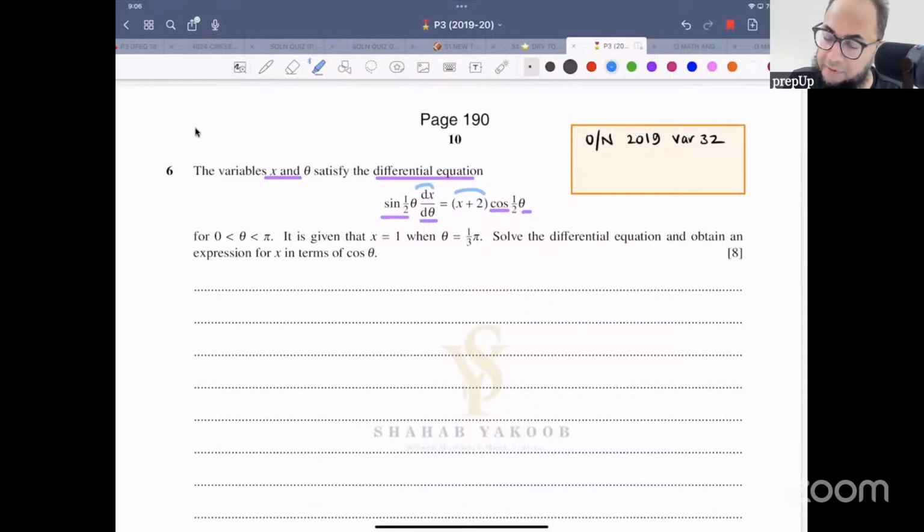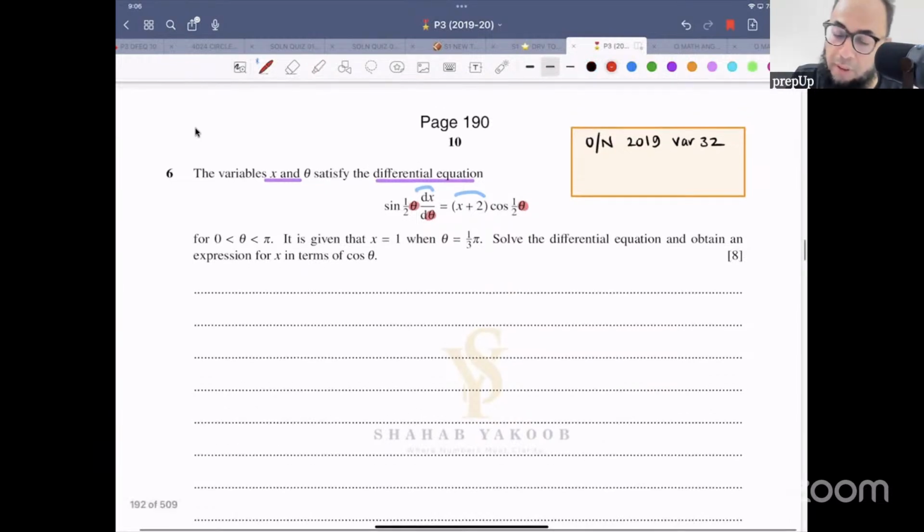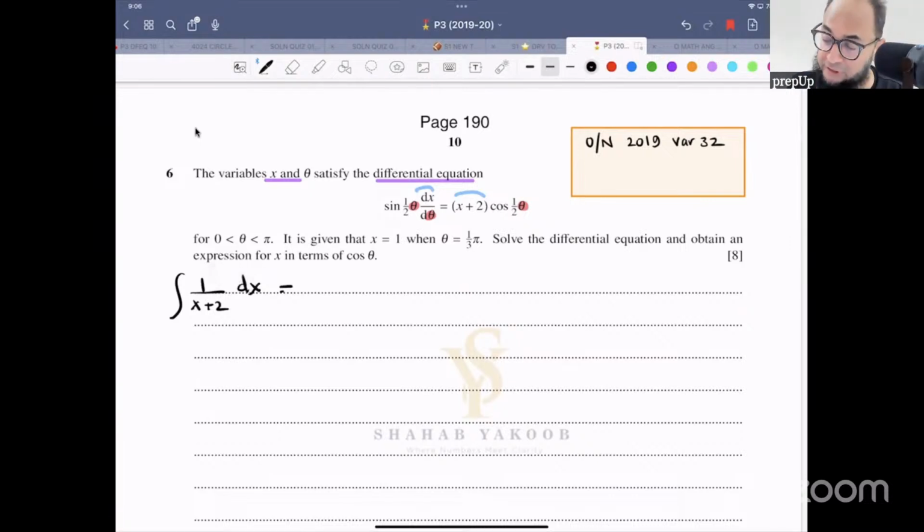And let me just change the color. And we have the red color. That is this theta thing. So now let me write 1 over x plus 2, 1 over x plus 2 dx integration. And this equals to cos half theta divided by sine half theta, which becomes cot, but you don't make it cot. Cot is broken down into sine and cos.